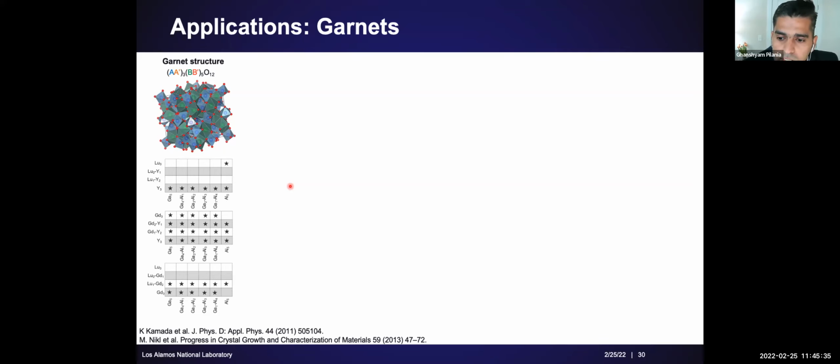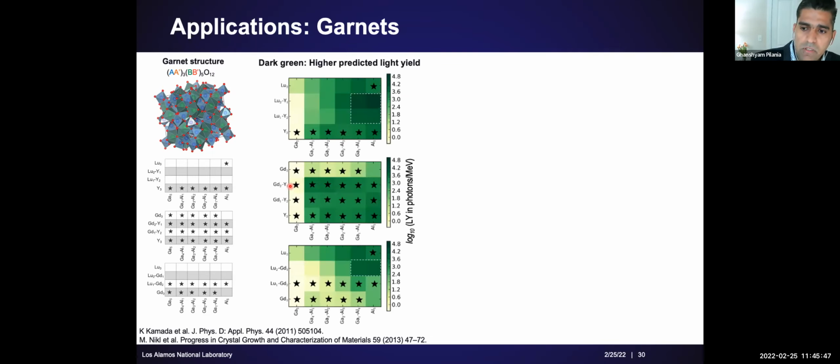And if you go to the literature and search for all the data that has been published on single crystals, you find that out of these 54 unique chemistries, data is available for 30. These are highlighted here with stars. So we built a machine learning model to predict light yield using this training data, and then fill in the blanks. And so here are our predictions shown in this plot.